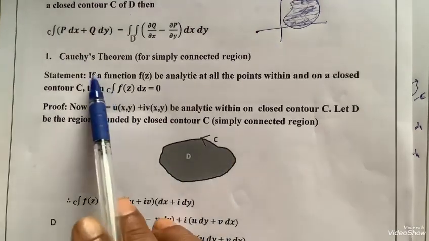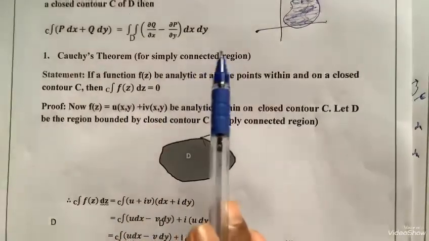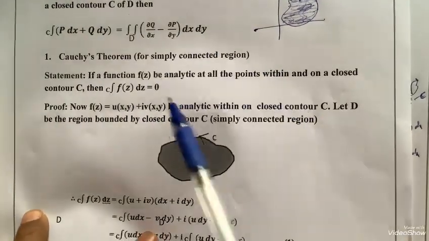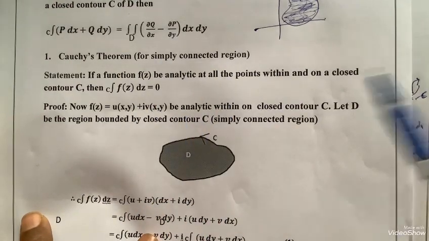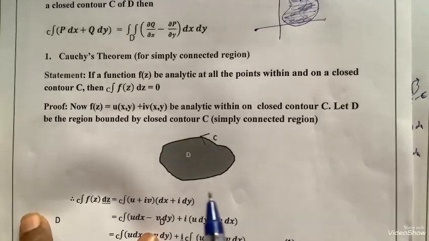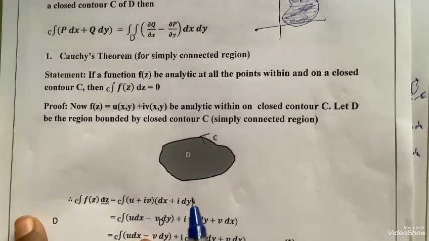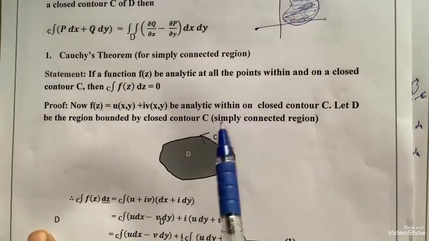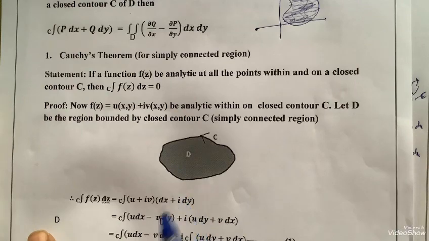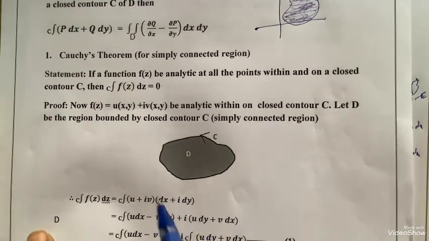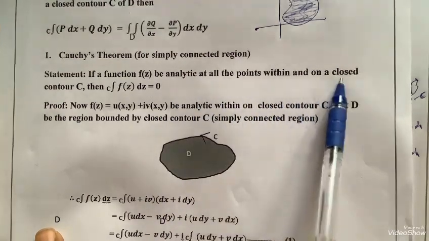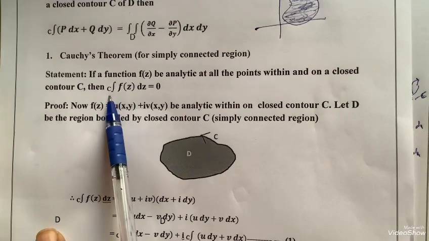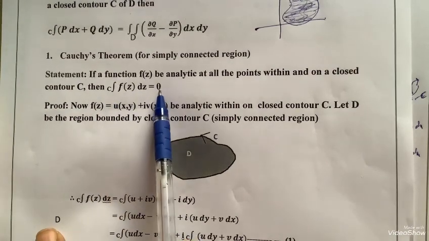So what is the statement of Cauchy's theorem? Usually they will ask to state and prove Cauchy's theorem. Here there are 2: one is Cauchy's theorem for a simply connected region, another is Cauchy's theorem for a multi-connected region. I already told in the starting what is simply connected and what is multi-connected. One closed curve is always simply connected. If more than one curve comes, it is multi-connected. So here, if a function f(z) is analytic at all the points within and on a closed contour C, then integration f(z) dz over the curve C must be equal to 0.